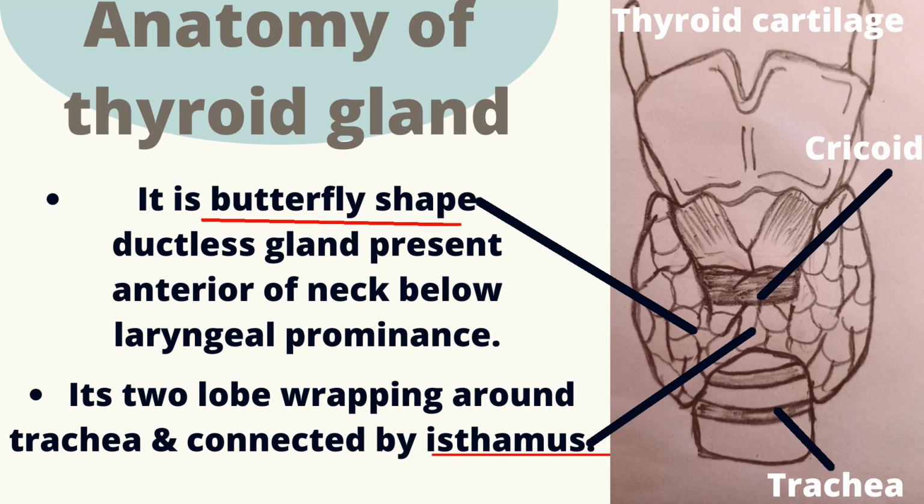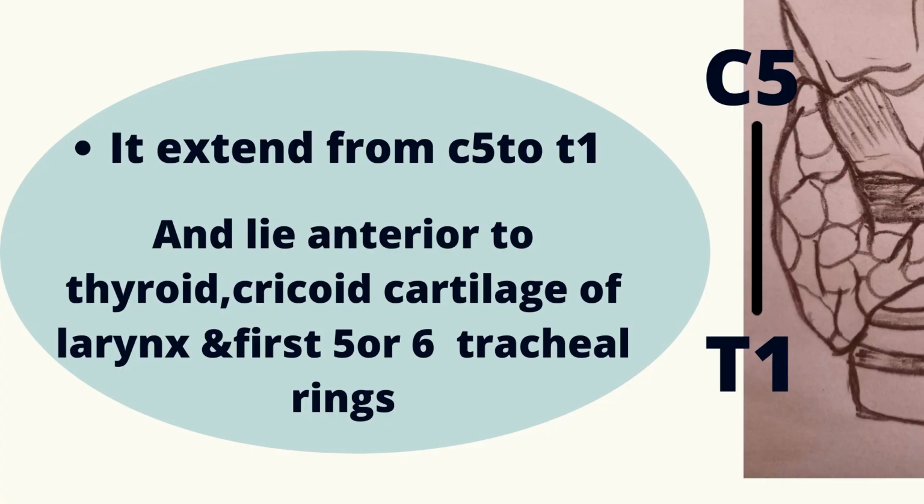It has two lobes connected by an isthmus and wrapping around the trachea. It extends from C5 vertebra to T1 thoracic vertebra and lies anterior to the thyroid cricoid cartilage of the larynx and the first 5 to 6 tracheal rings.